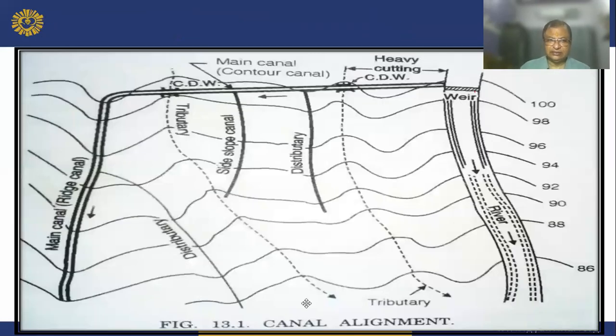See this? This is the main canal. This is the branch canal. This is the distributary. This type of canal system they are making. This type of canal system is made.